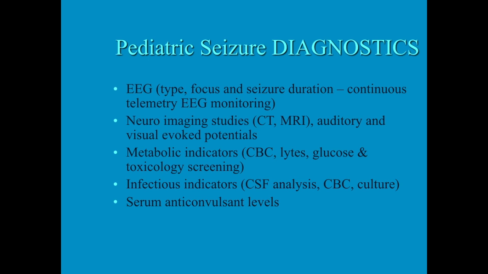Then our infection indicators: the CSF, cultures, and CBC. We'll do an LP and send it off. They will do a gram stain looking for the bacteria, send off cultures, and immediately initiate your antibiotics. For children who have a known seizure disorder and are on anticonvulsants, we're going to do a variety of anticonvulsant levels to see if uncontrolled seizures are due to levels that are too low, or in children who are exhibiting side effects, that they might be too high and need adjustment.